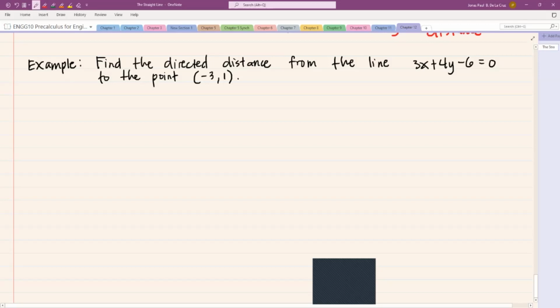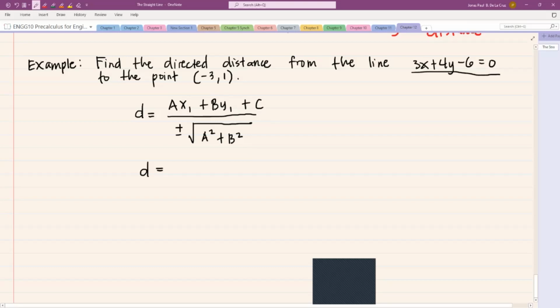So since it's a directed distance, the sign is very important. The distance d is equal to ax1 plus by1 plus c all over positive or negative square root of a squared plus b squared. So substitute tayo. Parang kinukopya lang natin itong equation actually, papalitan lang natin yung x and y ng mga points, okay? So that's 3 times -3 plus 4 times 1 minus 6 all over.